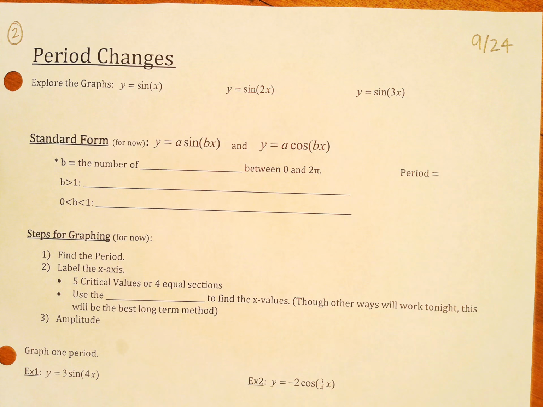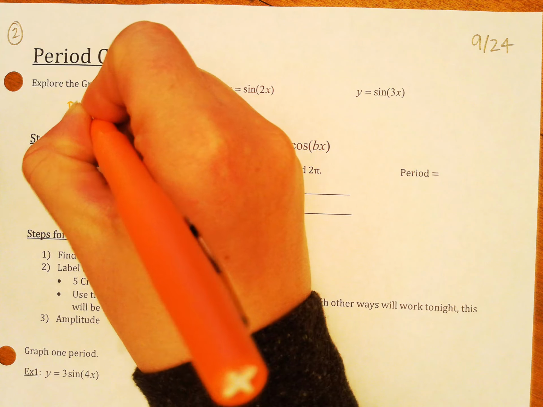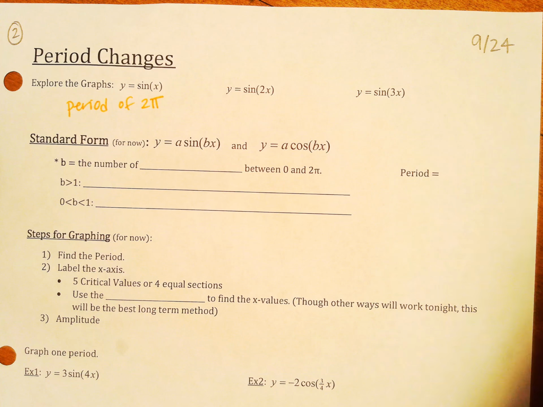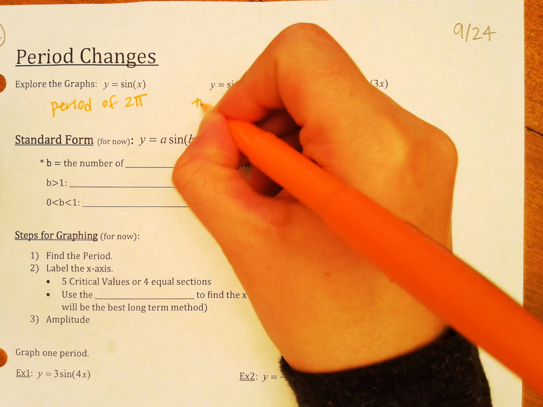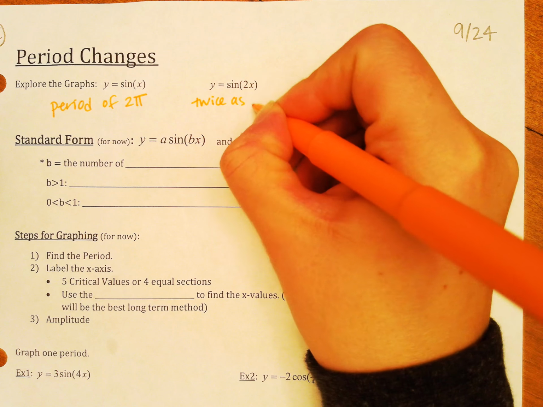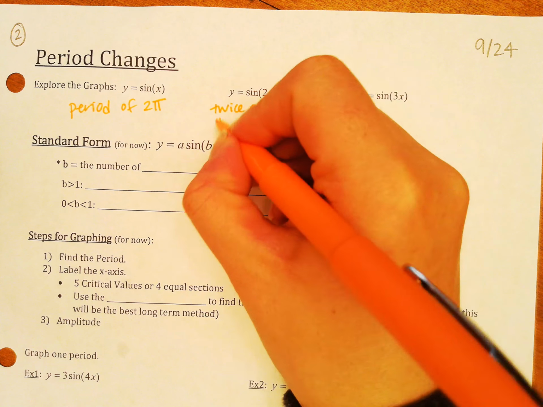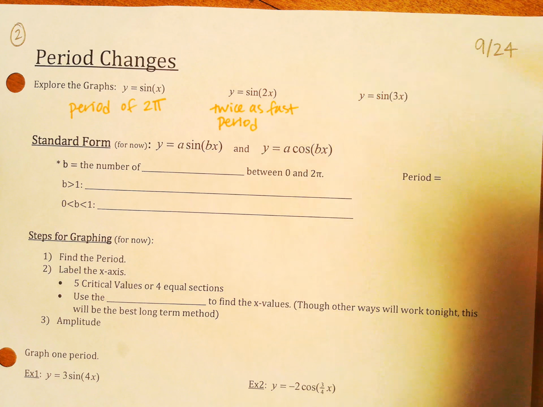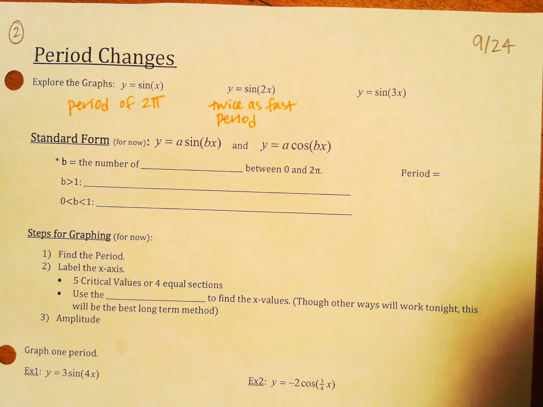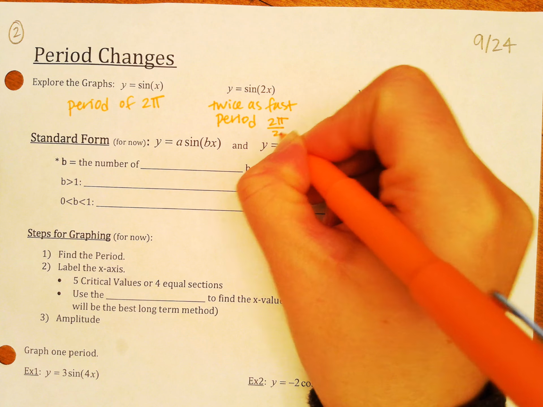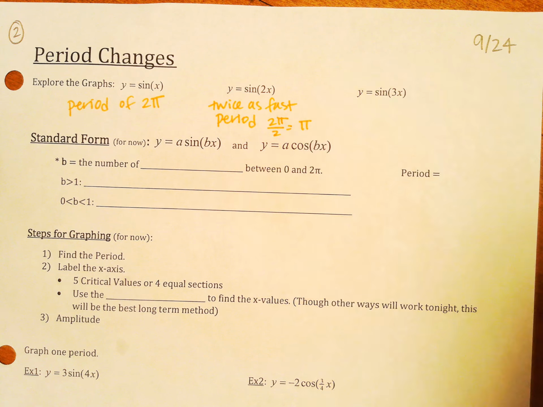So this is a normal period of 2 pi, and this goes twice as fast with the 2 in there, and since it goes twice as fast, it completes a period in half the amount of time that this one does. So I would do 2 pi over 2, which ends up just being pi, and that's what we saw.